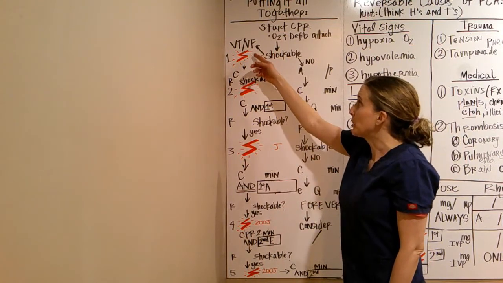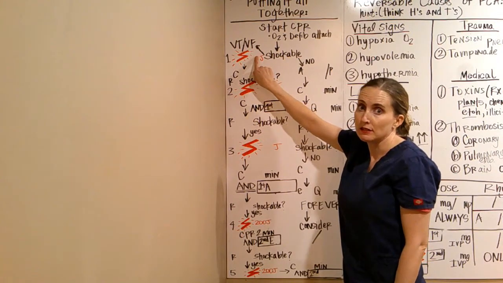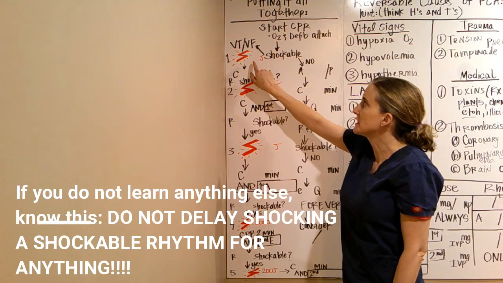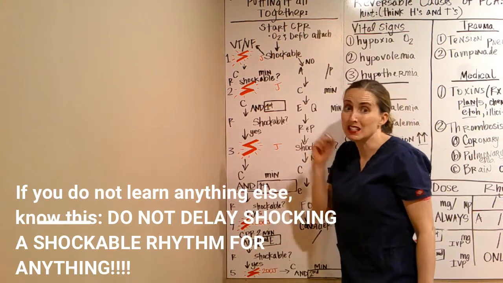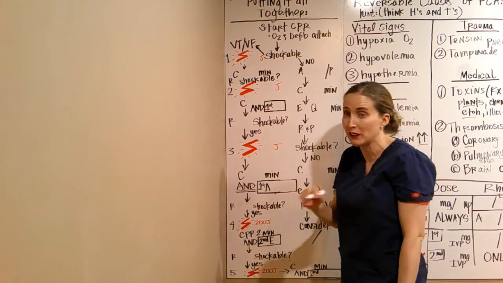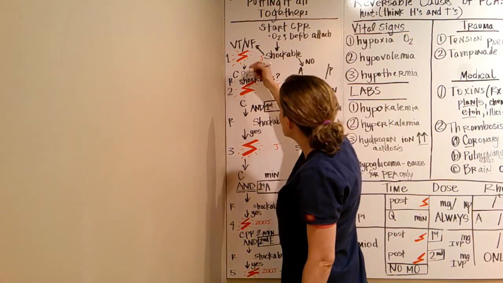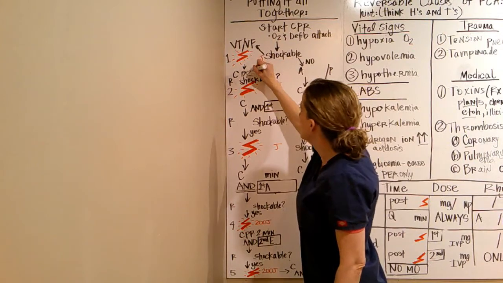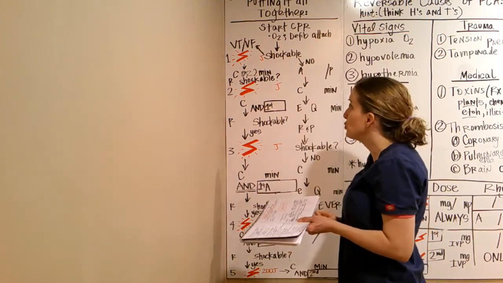So VTach and vfib, is it shockable? Yes, right? So we shock immediately, right? So you're starting CPR, you're putting your defibrillator on, we check, we see it's a VTach or vfib, so we do our first shock immediately, okay? Then immediately after the shock, we start CPR. Don't wait, don't check a pulse, don't do anything, just go and start CPR. And we do CPR for 2 minutes.